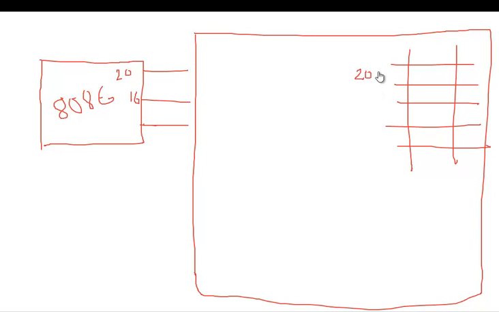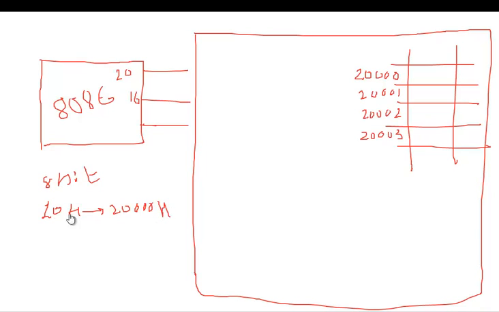This is location 20,000, 20,001, 20,002, 20,003. Let us say that I want to store 8-bit data into location 20,000. Say I'm storing 10H into the location 20,000. At this time, address bus will have the address 20,000, and my data bus will have the 8-bit data, that is 10H.